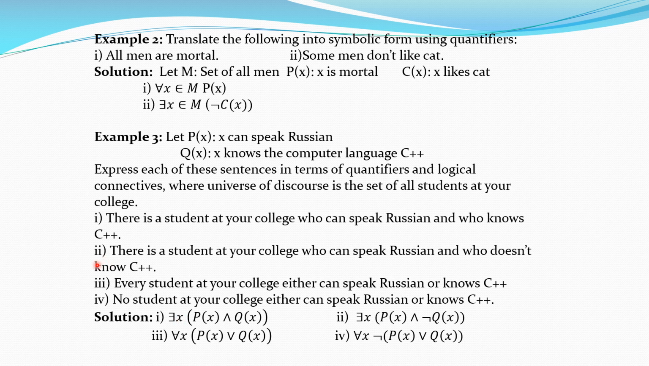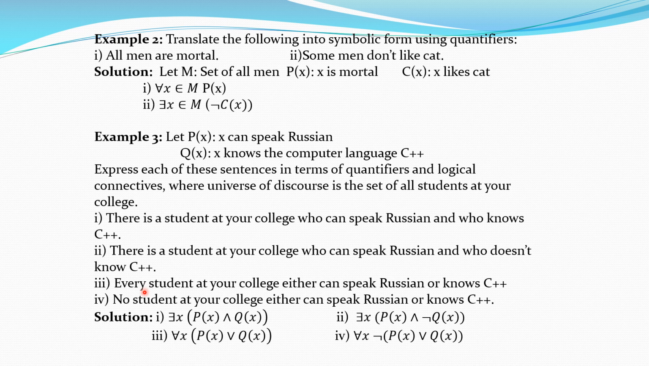Now second, there is a student at your college who can speak Russian and who doesn't know C++. Again, there is a student at your college is nothing but there exists x. Can speak Russian is Px, and its conjunction. Doesn't know C++ is nothing but negation of Qx. So the symbolic form is there exists x, Px, and means conjunction, negation Qx.